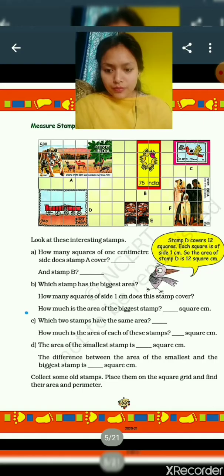Now this question: how much is the area of the biggest stamp? What is the area of the biggest stamp? It is 18 square centimeter.